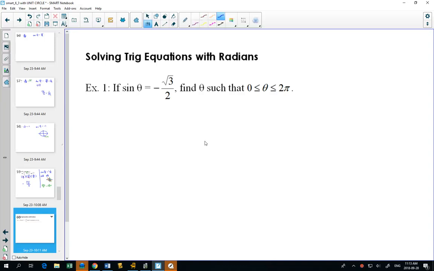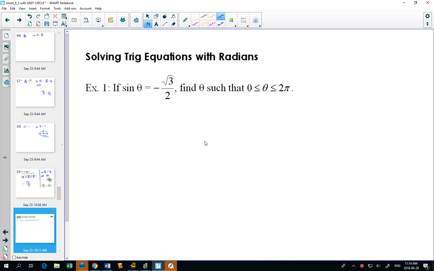In grade 10 and 11, you solved trig equations using your calculator, right? If you wanted to find theta here, you would do sine inverse, and that would get your angle. In grade 11, you learned, oh, I have to do sine inverse of the positive angle to get my reference angle first, and then use my CAST rule to determine that it would be in quadrants 3 and 4 because sine is negative in 3 and 4.